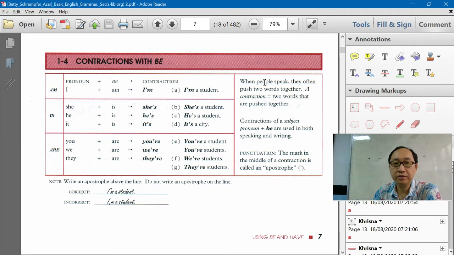You are students, you're students. We are students, we're students. They are students, they're students. So it's called a contraction. And contraction is also used in grammar. Okay, so let's have an exercise about this.